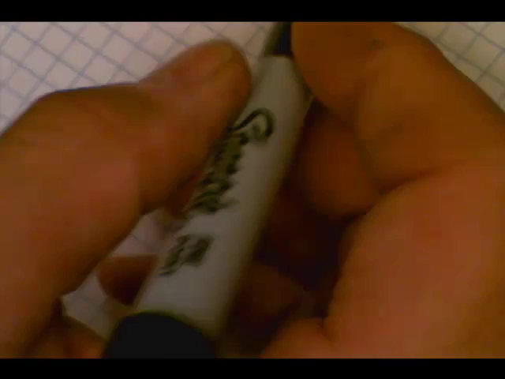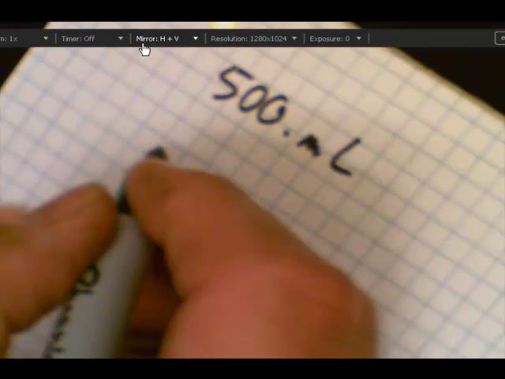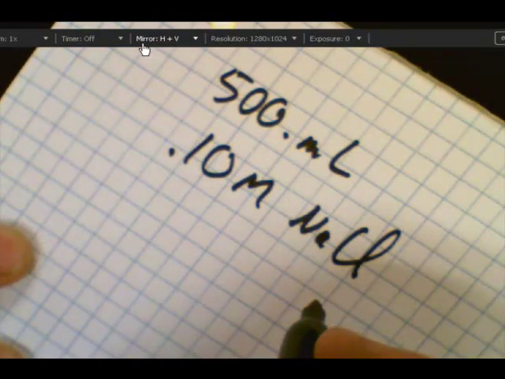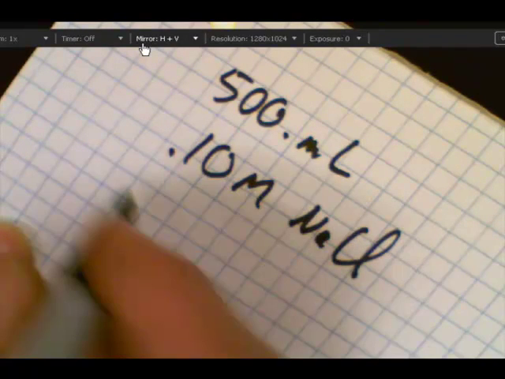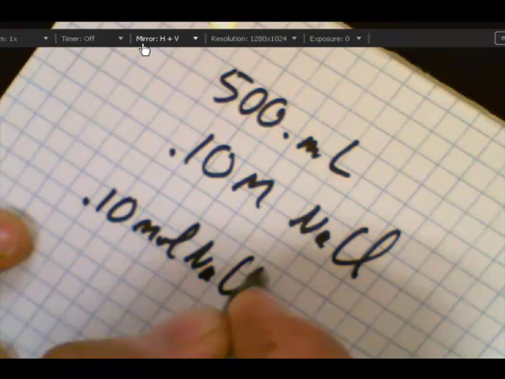Well, in this example, I want to make 500 milliliters of a solution that is 0.10 molar in sodium chloride. The first thing I have to do is figure out how much of this I am going to have to weigh out if I wanted to make an entire liter. Well, I know that I want 0.10 moles of NaCl for every liter. That's going to be a starting point.